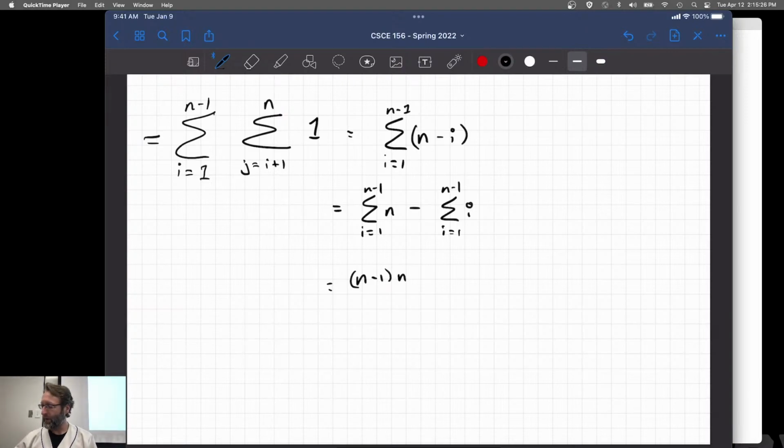Now what about that second one? 1 plus 2 plus 3 plus 4 plus 5 dot dot dot to n minus 1. Do we remember a tool that we covered last time? I thought we covered it before the iPad died.